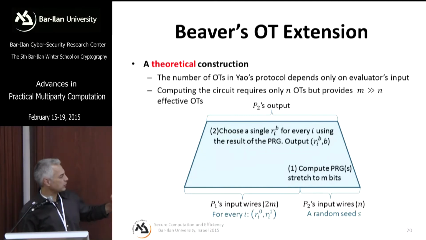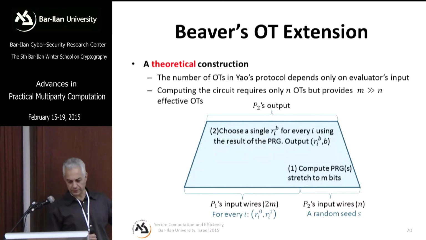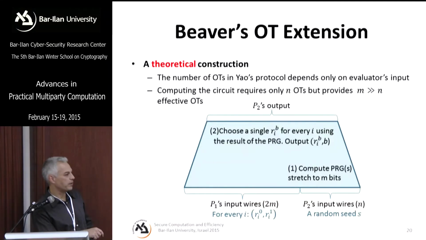And then the circuit also has other wires for P2's inputs. P2's input for that circuit is going to be a random seed, say 128 bits long. So this circuit, say, has like 2,000,000 wires, which are P1's inputs. There are 1,000,000 oblivious transfers, and for each one, it has two inputs, for 0 and for 1. And another 128 wires for P2's inputs.